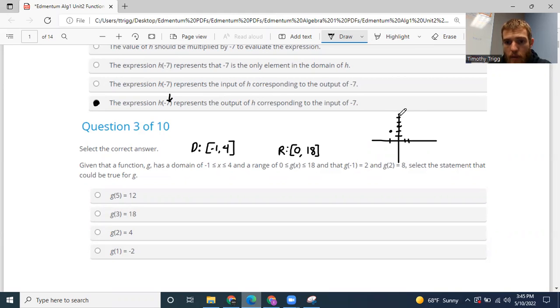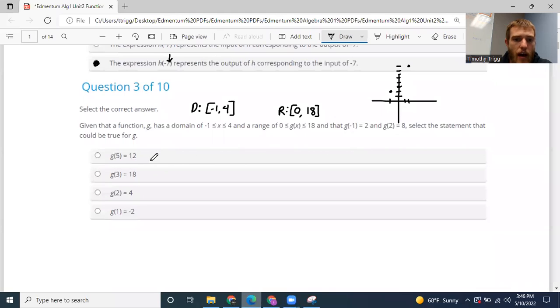1, 2, 3, 4, 5, 6, 7, 8. So we have this here. Okay. Then it says, can g of 5 equal 12? I suppose it could. Well, actually, no, it can't. The reason is because our domain is only from -1 to 4. So we can't have a 5 for our domain, right? Because 5 is not in our domain here.